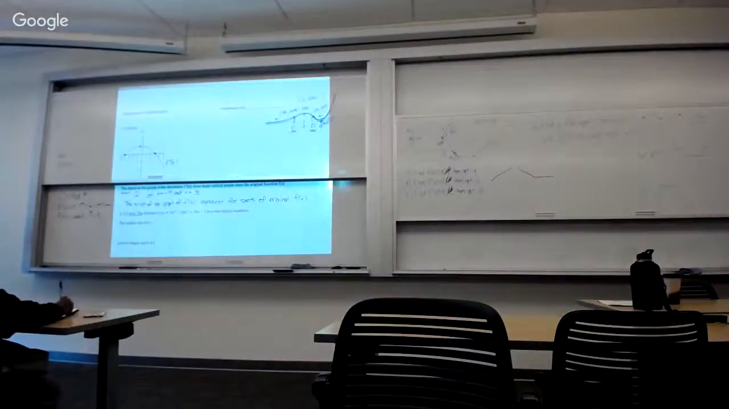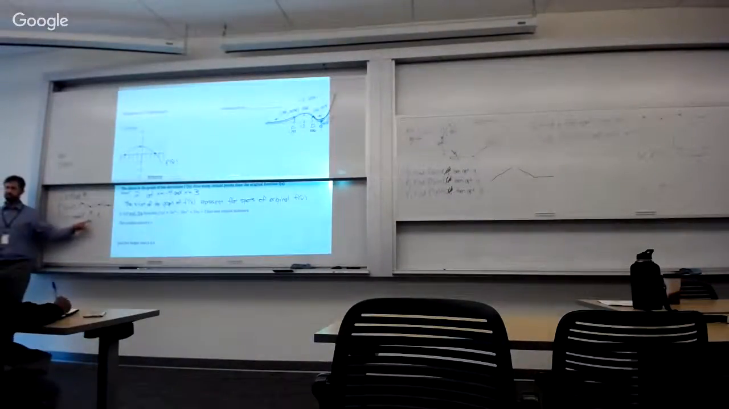Now, this function is a cubic. It's a polynomial. Will a cubic ever have asymptotes or cusps?